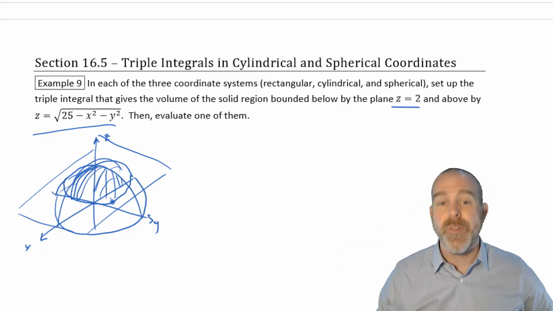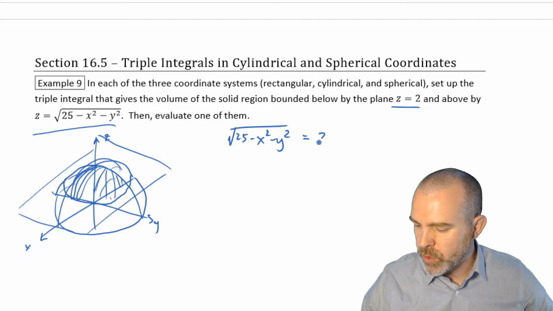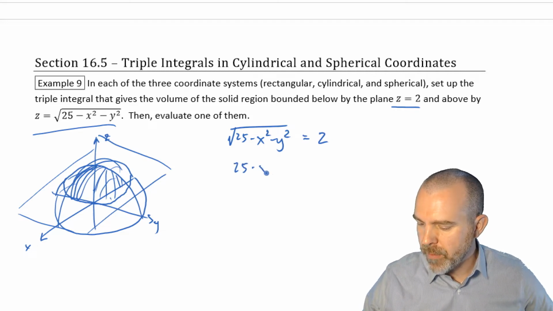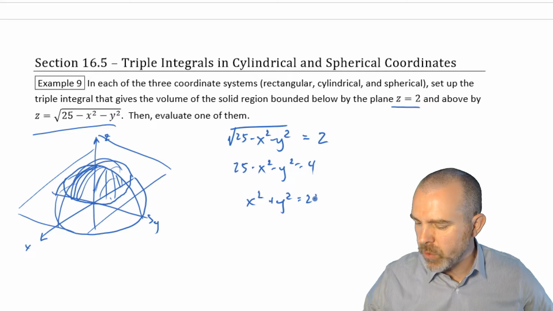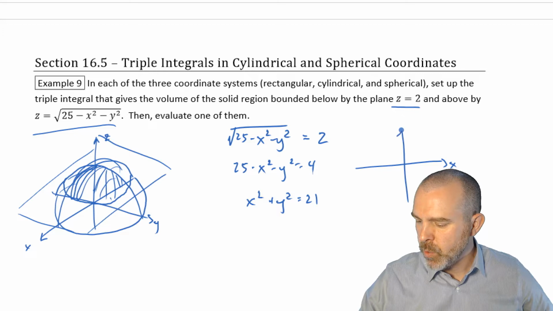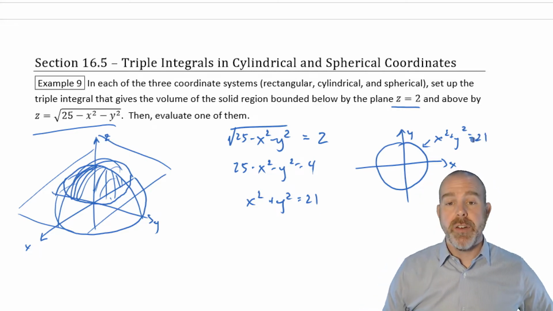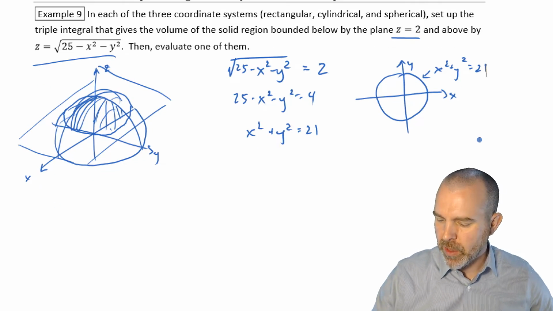Okay, well, let's do some investigation. Let's find out where those two surfaces intersect. So let's do square root of 25 minus x squared minus y squared equals 2. That's 25 minus x squared minus y squared equals 4. X squared plus y squared equals 21. So in the xy plane, we would be integrating over the circle of radius square root of 21 centered at the origin. Okay, well, since I have all these x, y's, and z's, let's do rectangular first.